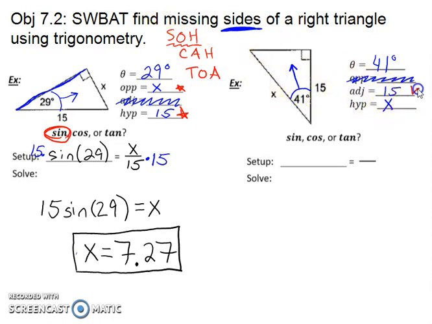So let's take a look at what we have. We have adjacent and we have hypotenuse. So going back to SOHCAHTOA, that's cosine. That's the only one we can use here. So we're going to use cosine. Again, could have been any of the three. And now we can set up our equation. So our equation is cosine of our reference angle, and you have to write that, cosine of 41, is equal to adjacent over hypotenuse. So this one is 15 over x.